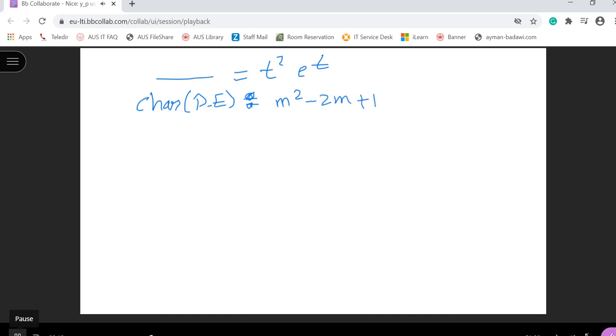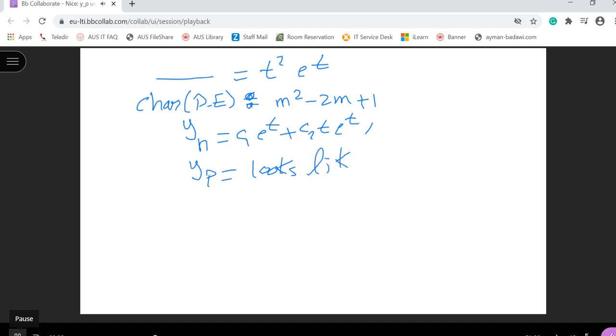So let me repeat. Whenever you have here t squared e to the t, the characteristic polynomial of the differential equation is m squared minus 2m plus 1. And you know the homogeneous, all of you know how to get it quickly: c1 e to the t plus c2 t e to the t. All right, so the question is, what does the particular look like? This is what I want to talk about.